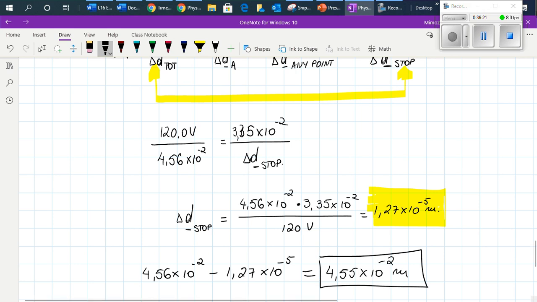So this is the first part of the parallel plates motion, a charged particle entering into parallel plates. We'll continue with the second part in a moment.